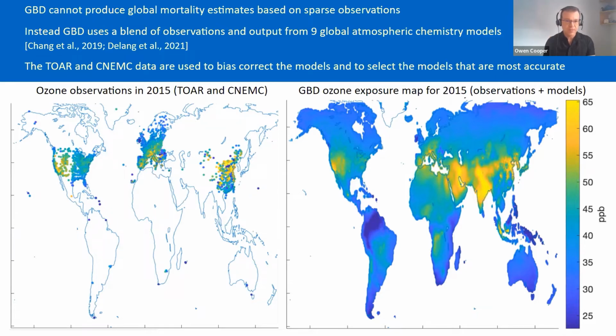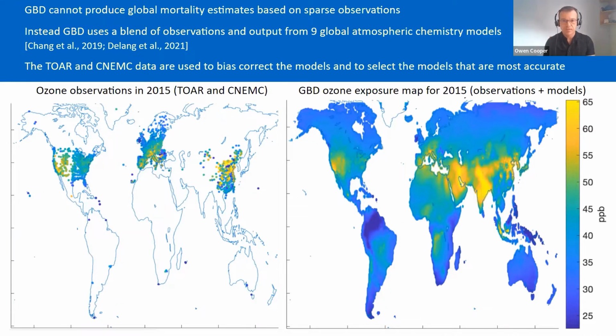So the figure here to the left just shows all available ozone observations in 2015. And you can see that most of the world is not covered. But for the same year in 2015, this is the GBD ozone exposure map, and this is based on a blend of observations and these 9 global models. And so from this figure, you can quickly see that the highest ozone exposure is found in Southern California, the Middle East, South Asia, Eastern China, and South Korea.